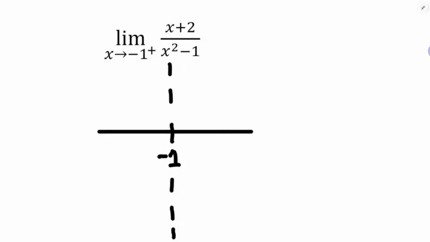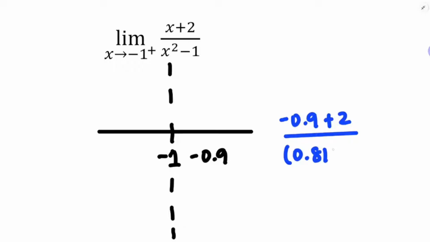Okay, and then from the positive side, that would be like negative 0.9. So go off to the side and say, all right, negative 0.9 plus 2, that's a positive number, divided by negative 0.9 squared, that's 0.81, minus 1, that's going to be a negative number. So that's positive divided by negative. Once again, that's a negative number. So over here we're approaching negative infinity. Okay, so I'm going to conclude that this limit is negative infinity.